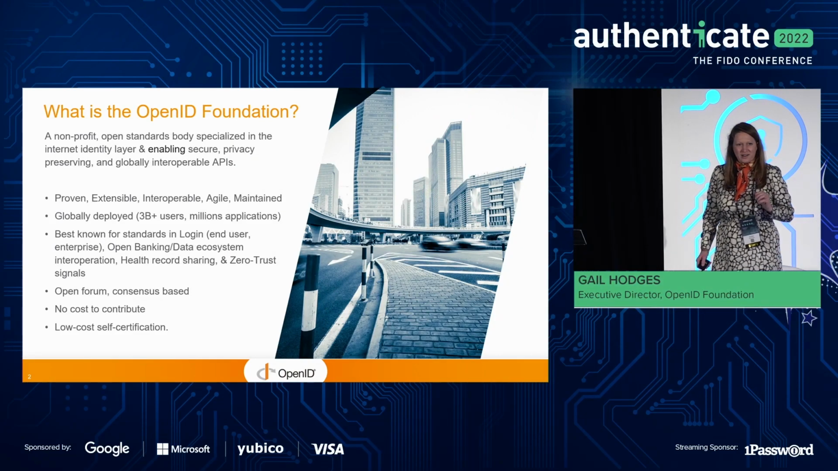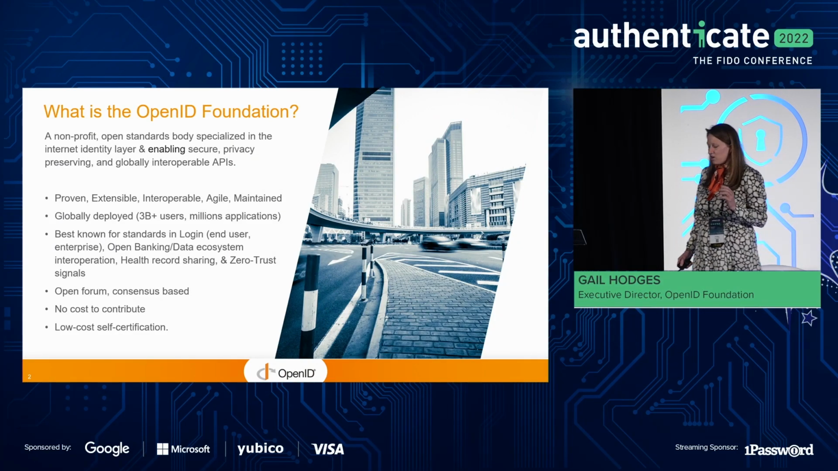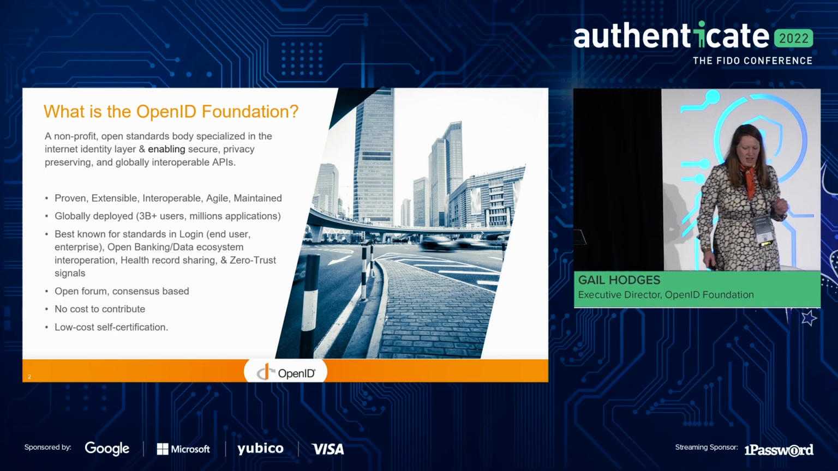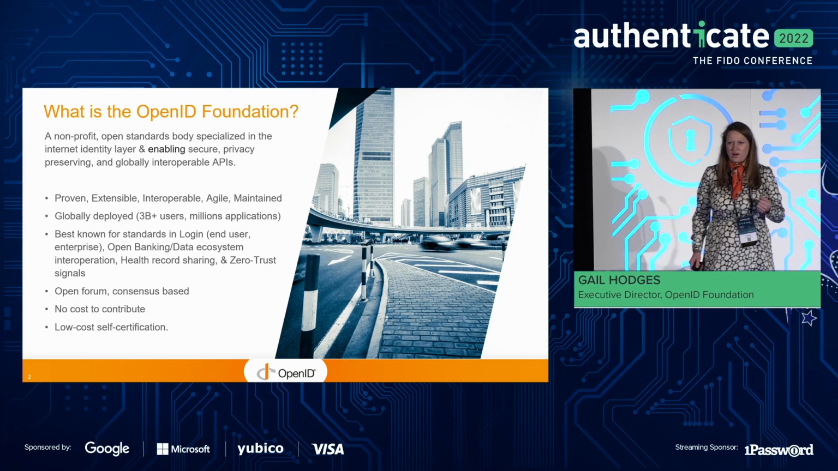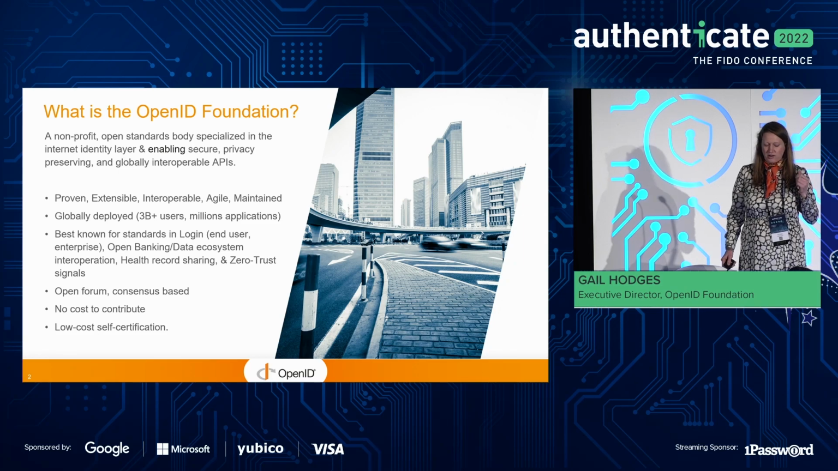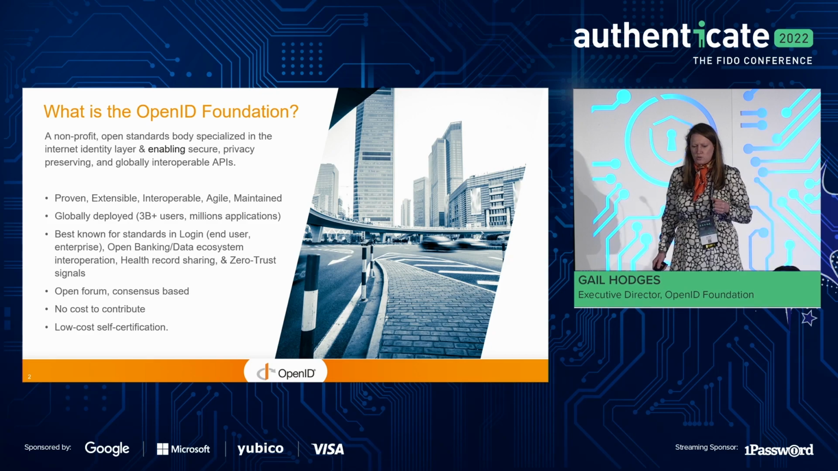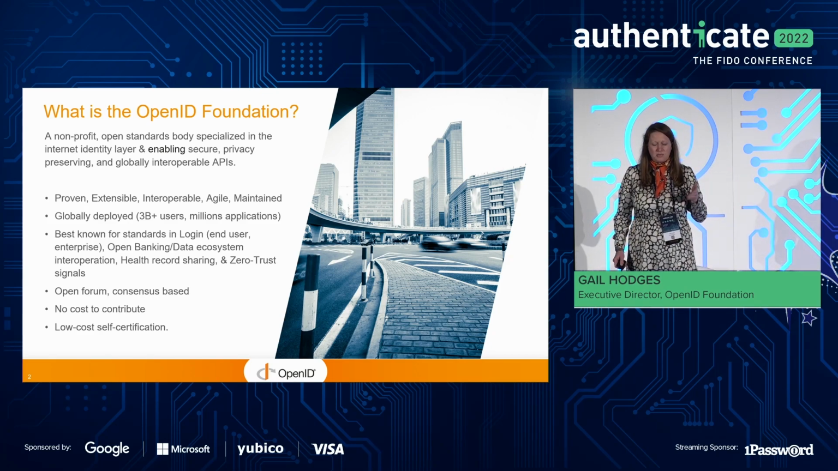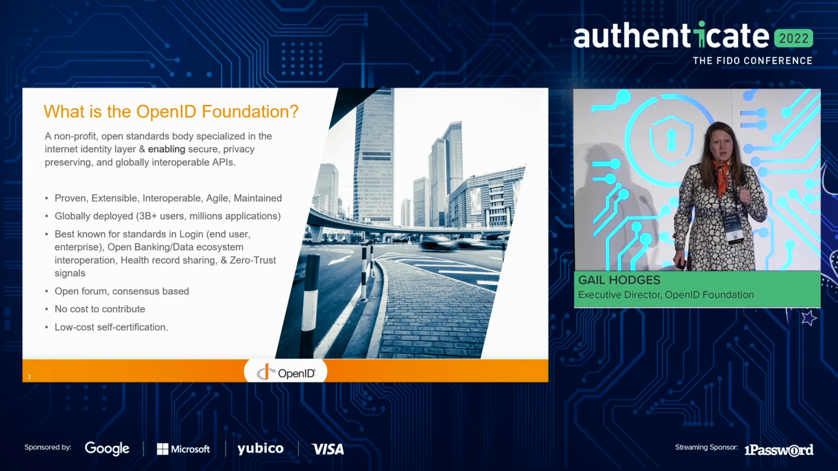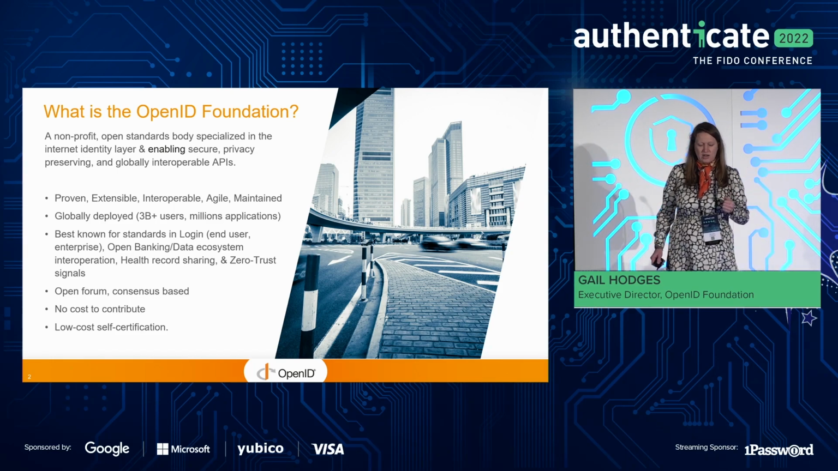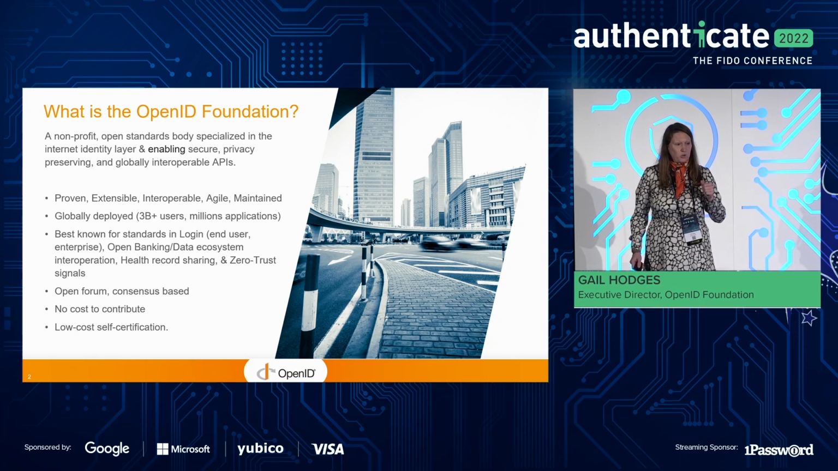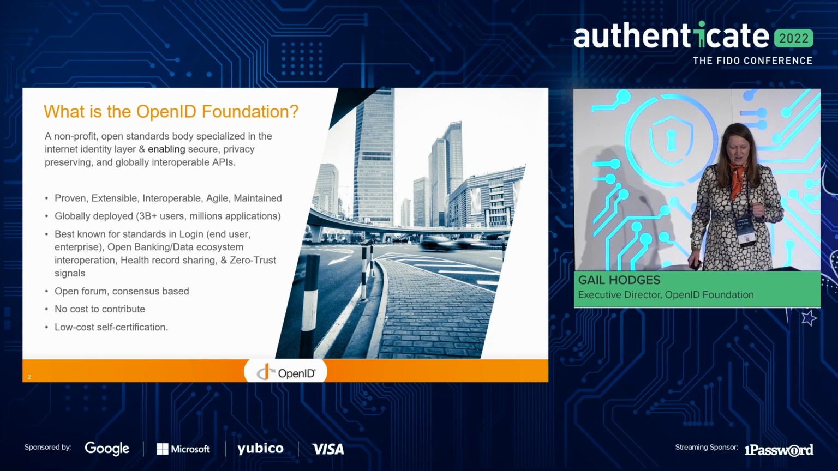So for those of you who are less familiar with the OpenID Foundation, we are a nonprofit open standards body. And we are well known for having APIs in the identity layer that are interoperable, extensible, agile, and well-maintained. And we were founded in 2007. And in that time, we now have deployments with over 3 billion users and millions of applications, predominantly using OpenID Connect, but progressively many of our other family of standards, which we're going to talk a little bit about today, including, of course, open banking, open data, and the FAPI standard.